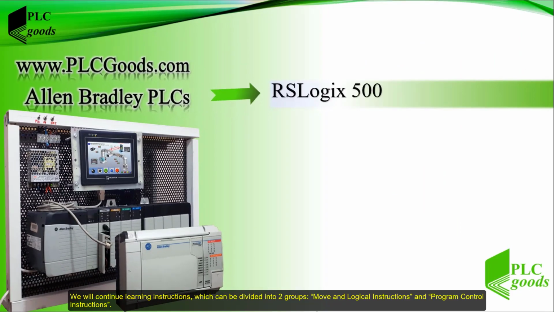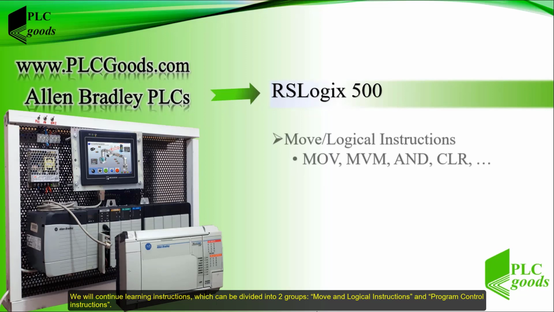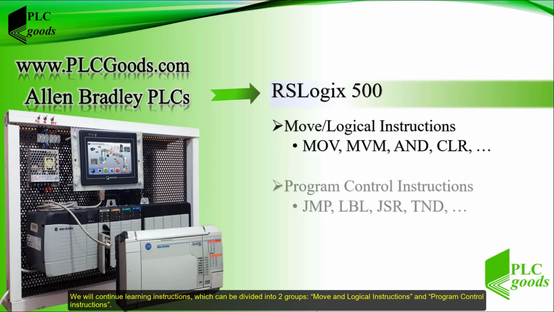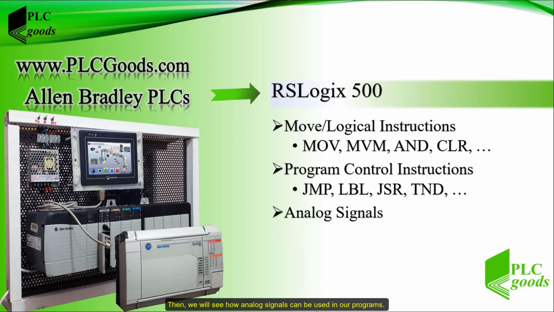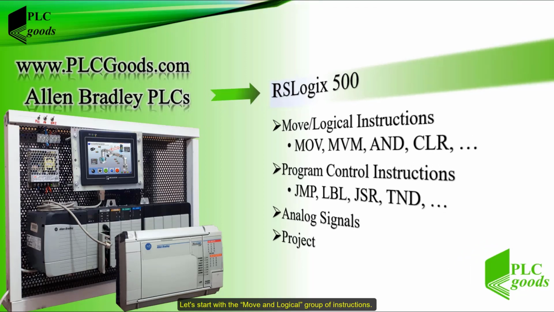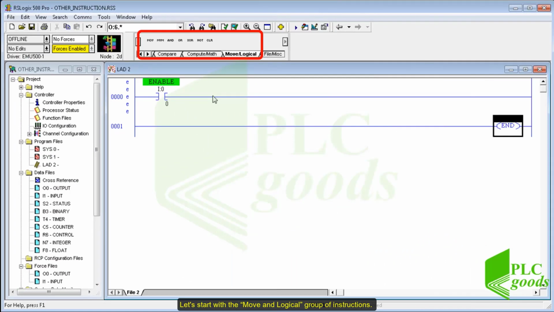We will continue learning instructions, which can be divided into two groups: move and logical instructions and program control instructions. Then we will see how analog signals can be used in our programs. Finally, we will do a simple project to read and use a potentiometer's voltage. Let's start with the move and logical group of instructions.